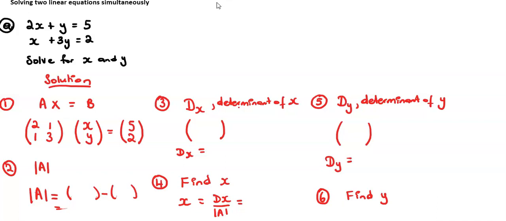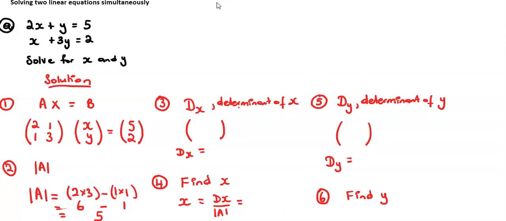Step number 2, we'll find the determinant of matrix A, and that is multiplying the main diagonal and subtracting the other diagonal. So what we have here, guys, is 2 multiplied by 3 minus 1 times 1. 2 times 3 is 6, minus 1 times 1 is 1, and 6 minus 1 is 5. And so that is our determinant of A.